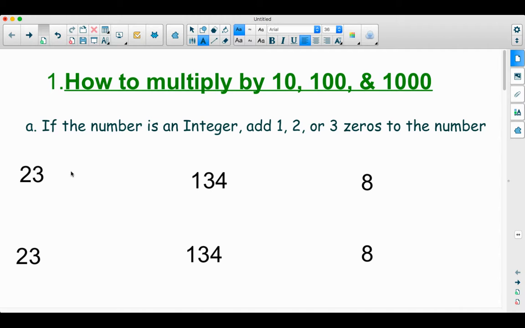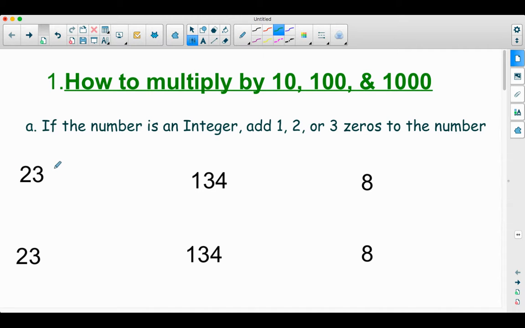So, first, if the number is an integer, and integers include whole numbers as well as zero and the negative counterparts. For zero, we won't talk about that, since multiplying anything by zero gives you zero. Note that this number can also be negative. Okay, here's what you do.